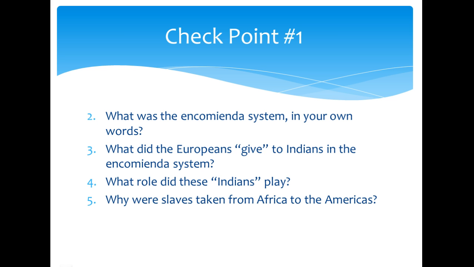What were they required to give the Indians? Number 4, what role did the Indians play in the European economy? And number 5, why were slaves taken from Africa to the Americas? Why didn't they just use the Indians they had?